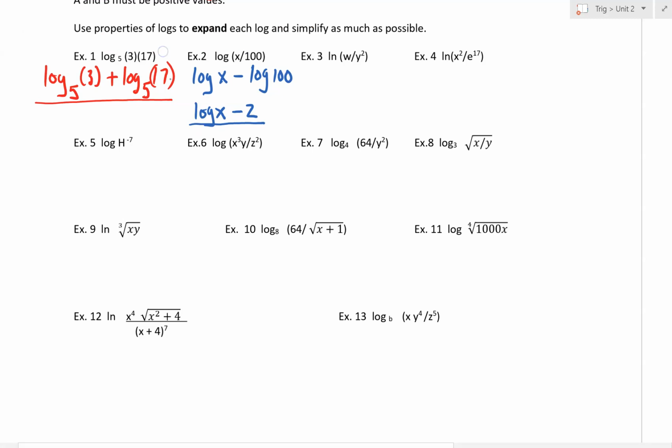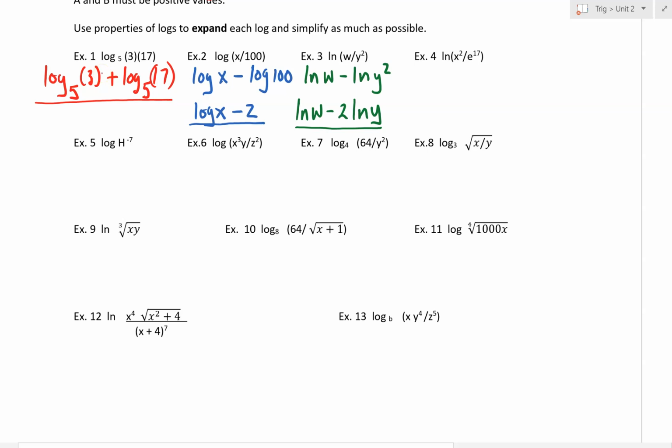Looking at the next one, natural log of w divided by y squared. Division means we have a subtraction. So natural log of w minus the natural log of y squared. Looking at the natural log of w, nothing else to do. I can't expand it anymore or simplify it. Natural log of y squared, well, there's an exponent here, and I can move the exponent to the front. So this one's going to say natural log of w minus 2 times the natural log of y. That would be the answer to that one. No more expanding is necessary.